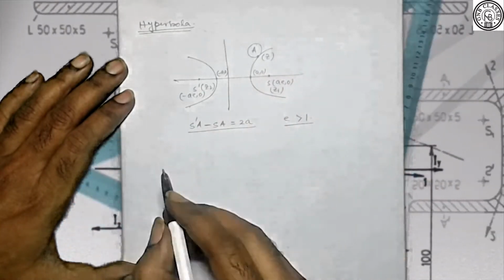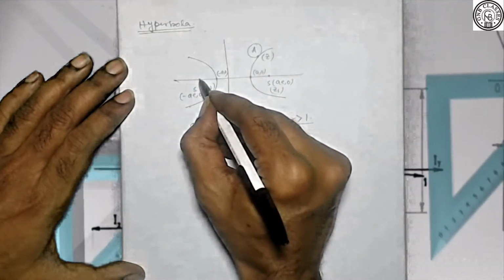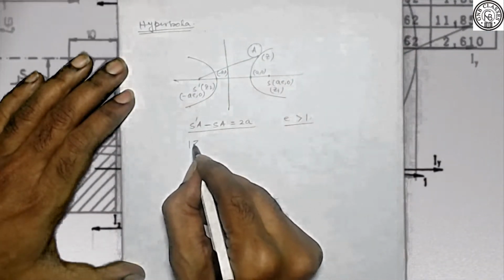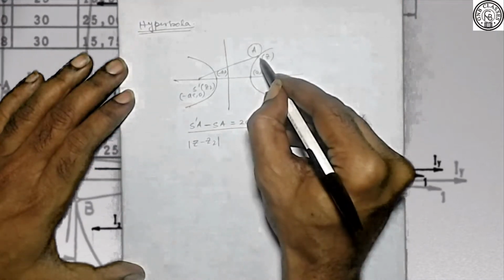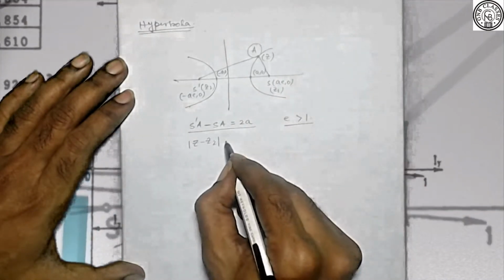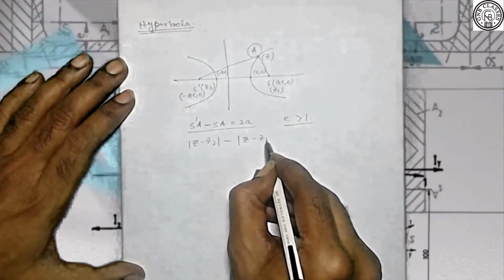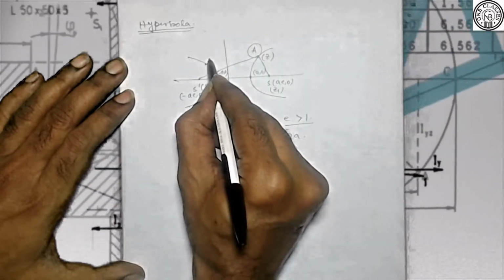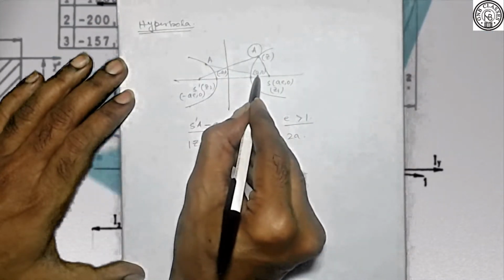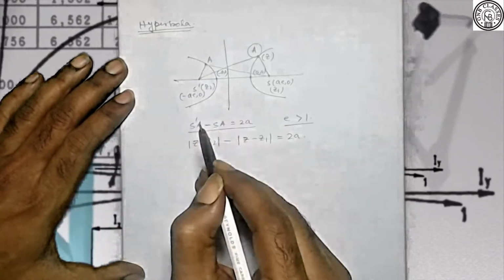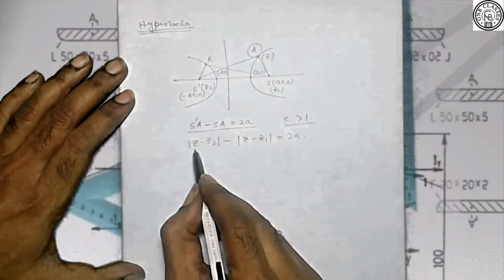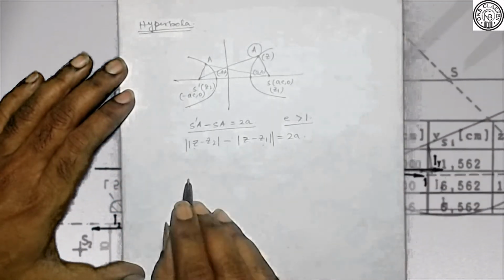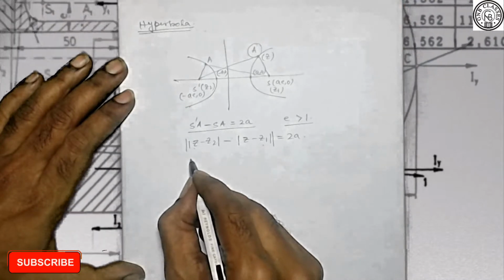So now you can say that S dash A is this distance, which is mod of Z minus Z2, and SA, which is this distance, is mod of Z minus Z1. This is equal to 2A. But think about it. If the point is here, then the distance SA will be more than S dash A. So to make it positive, I am giving a mod sign over here. Either you can write in this way or else you can write in this way also.